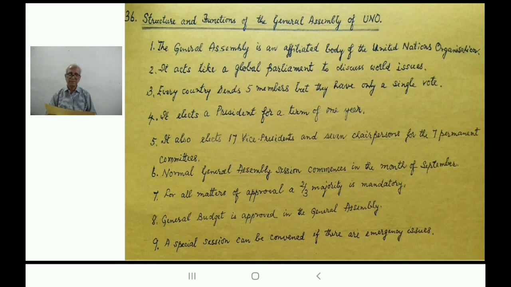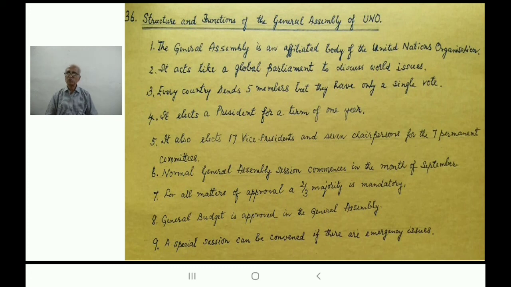General budget is approved in the General Assembly. It passes the budget of the United Nations. A special session can be convened if there are any emergency issues. Say, in case there is a war somewhere in the world, immediately the General Assembly may have to have its session. A special session can be called. Again you have 9 points here, important.